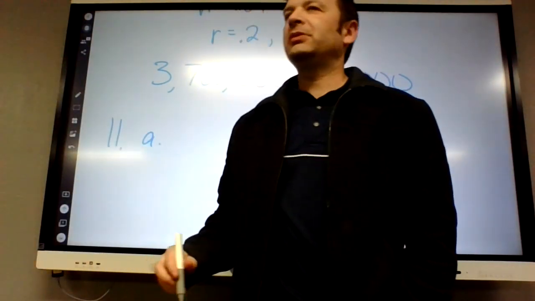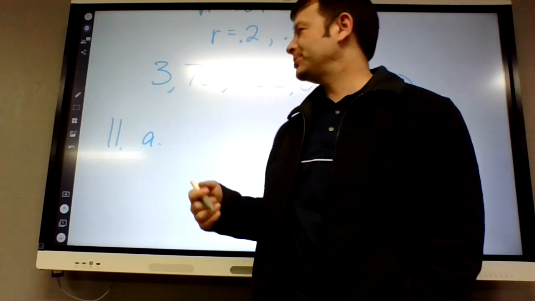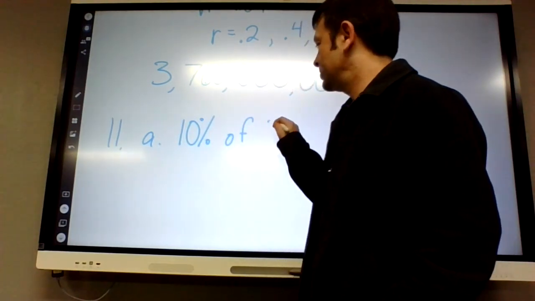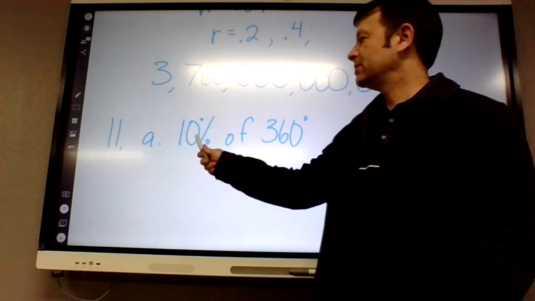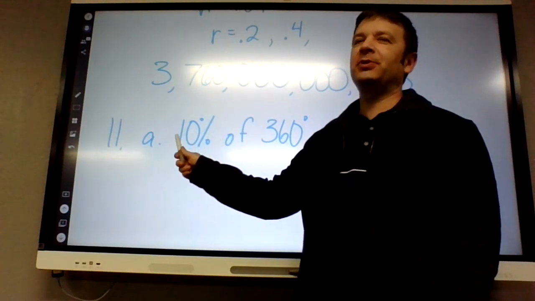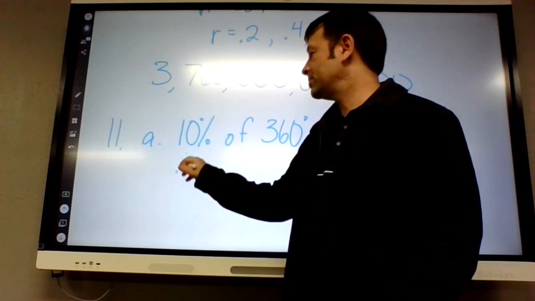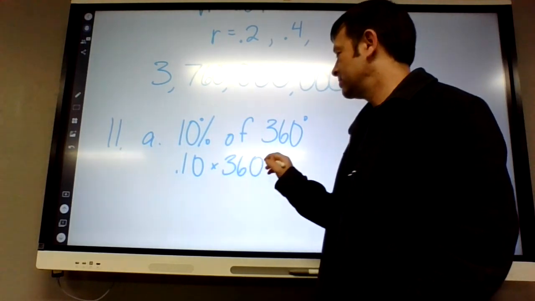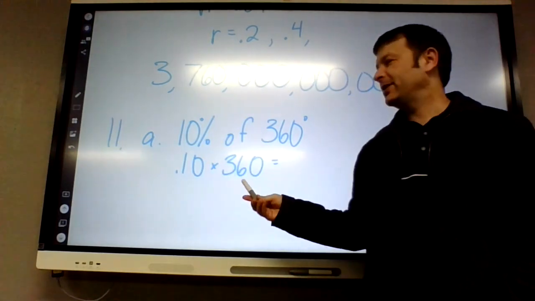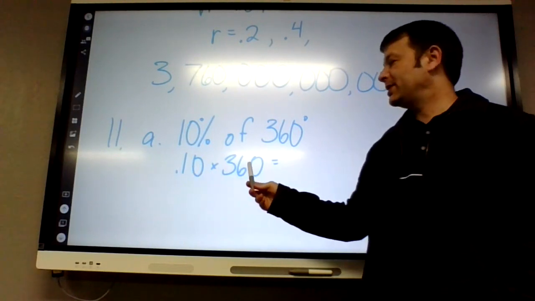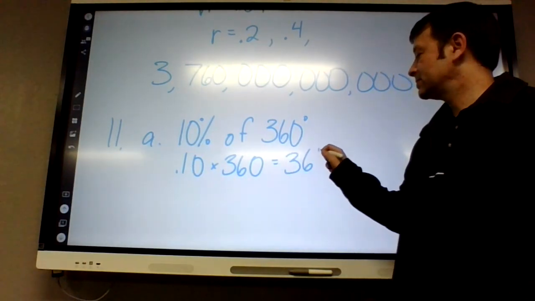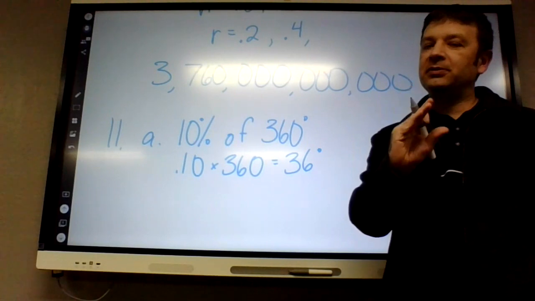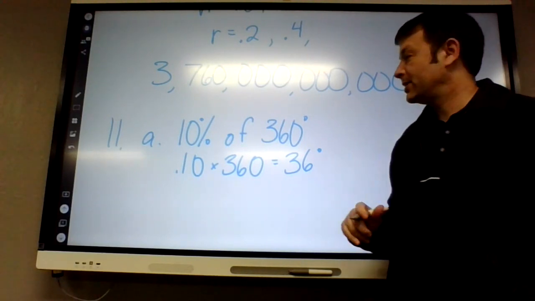Well, any ideas? 10% of 360. You guys remember doing this in Algebra 1? How do you find 10% of 360 degrees? 10% turns into what? 0.10, or you could say 0.1. Of means multiply. Anybody know what it is without a calculator? 10% is like 1/10, yeah. It just comes out as 36. Okay, that's how many degrees the little piece of pie has, the central angle.